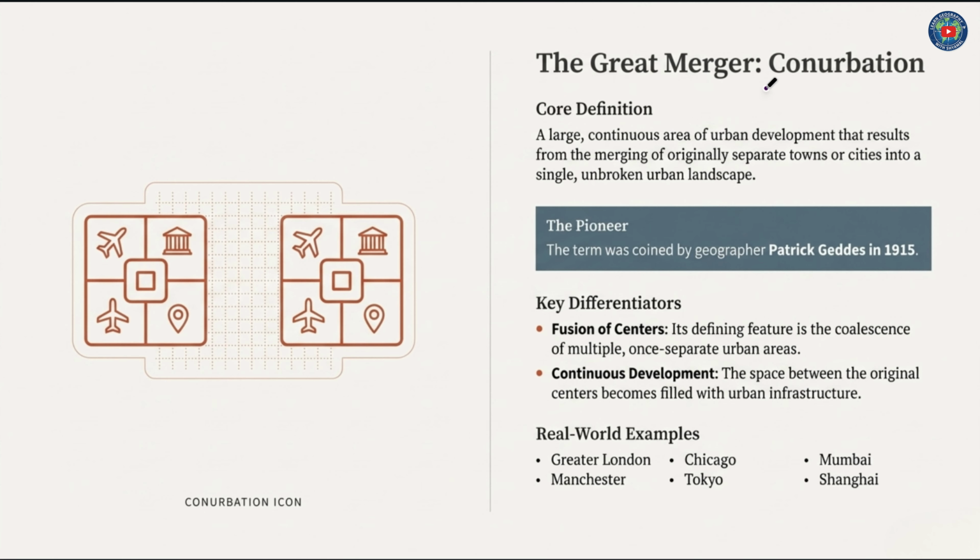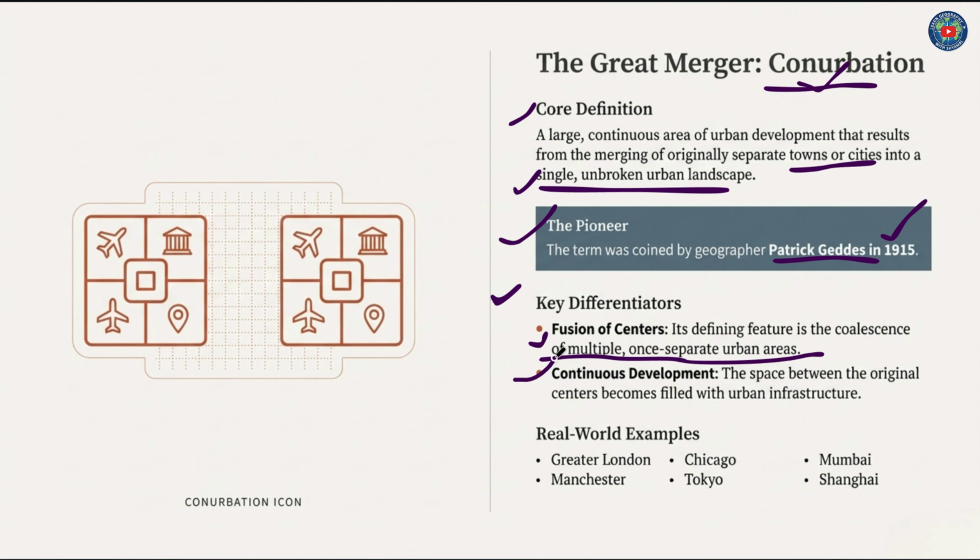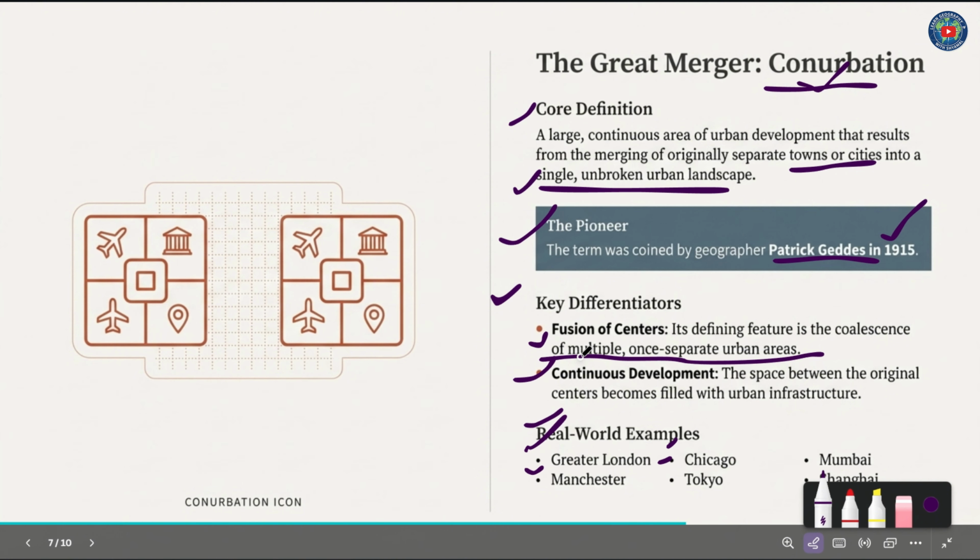After that, conurbation. Core definition: a large continuous area of urban development that results from the merging of originally separate towns or cities into a single unbroken urban landscape. The term was coined by geographer Patrick Geddes in 1915. Key differentiators: fusion of centers. Its defining feature is the coalescence of multiple once separate urban areas. Continuous development: the space between the original centers becomes filled with urban infrastructure. Real-world examples: Greater London, Manchester, Tokyo, Chicago, Mumbai, and Shanghai.